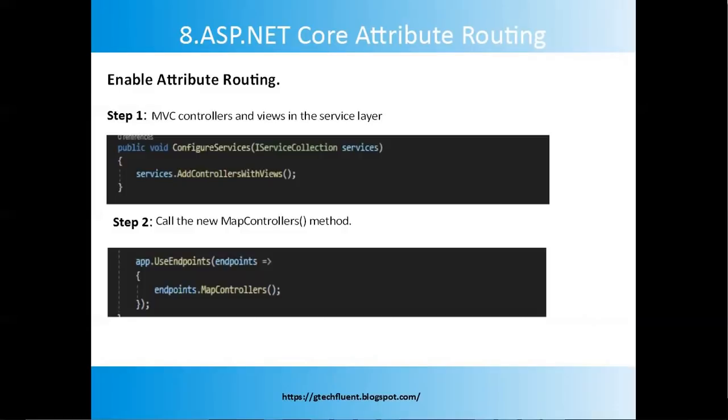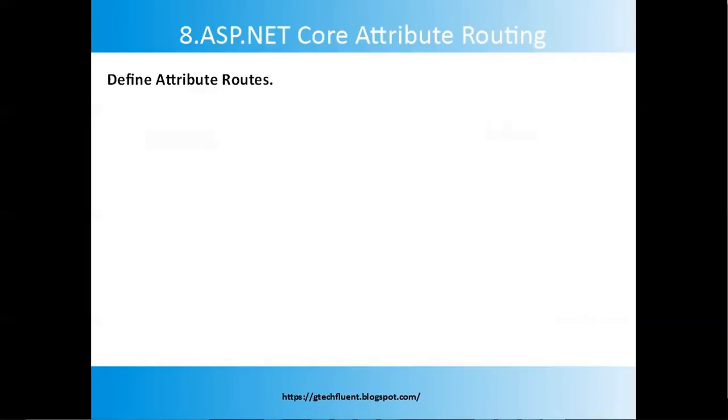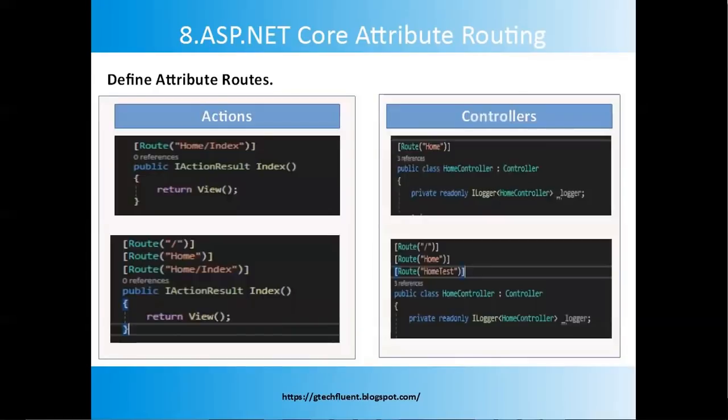So let's see how to define attribute routing. Routes are defined on the action level or controller level with the help of the Route attribute. You may notice that the Route attribute has been applied on both the action and the controller level. This is different from the .NET Framework MVC application, where we needed to use the RoutePrefix attribute, which is now deprecated. So let's switch to Visual Studio and see attribute routing with an example.